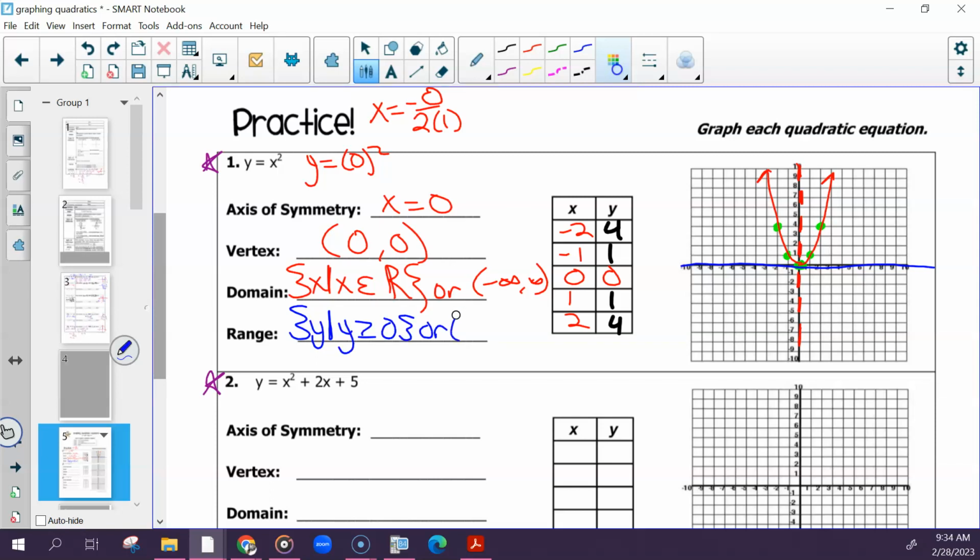or, starting at 0 is closed, so it would be square bracket 0 to infinity. Questions on either of those things?